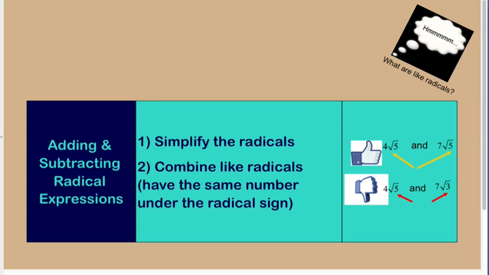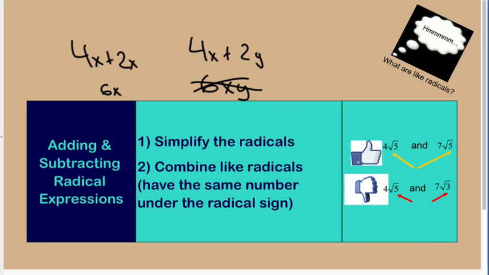Okay, now, how do I do it when I try to add and subtract? It's a little bit like adding and subtracting variables. The variables have to be the same letter to the same exponent. If I can put together 4x and 2x, I get 6x. I cannot put together 4x and 2y. I don't get 6xy there. That doesn't work. It has to be the same variable raised to the same power.